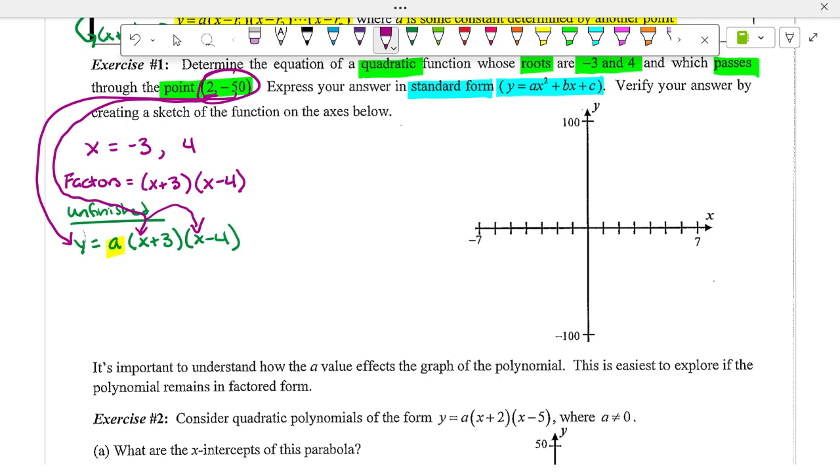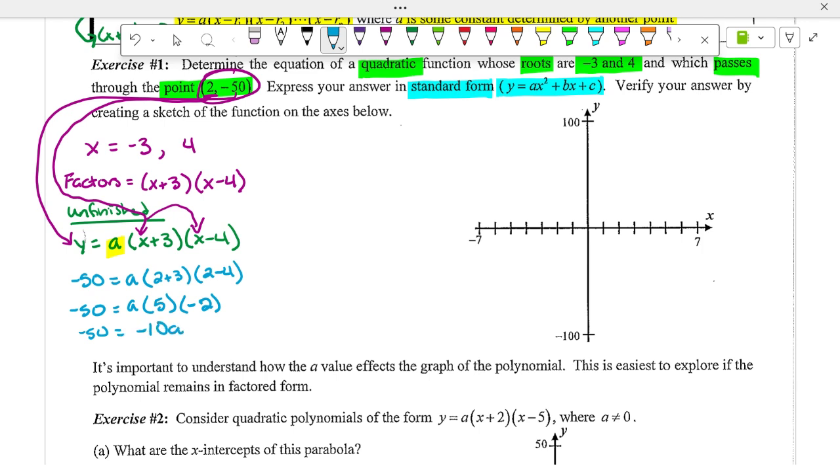All right. So that's exactly what I'm going to do. So I have negative 50 is equal to a times 2 plus 3 times 2 minus 4. So what's 2 plus 3? 5. So I have a times 5. What's 2 minus 4? Negative 2. Now what's negative 2 times 5? Negative 10.